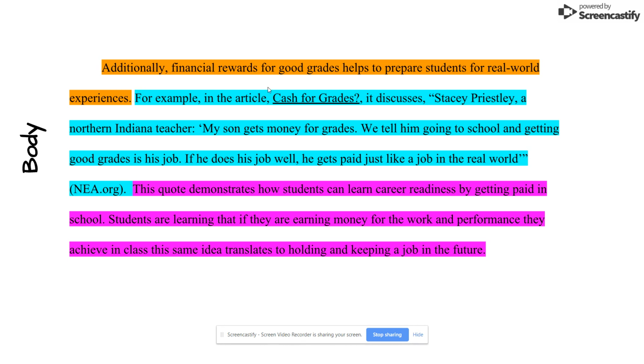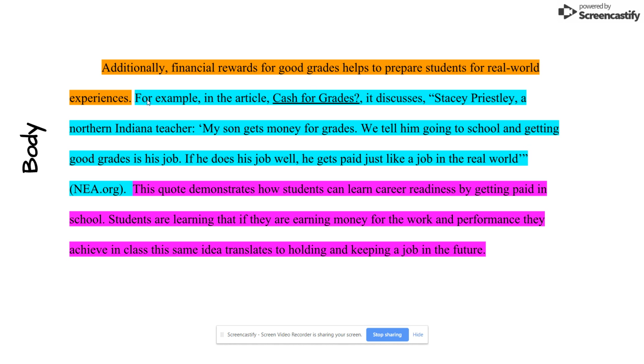It begins with the transition word "additionally." And it sounds like this second bullet point is going to explain the idea that getting paid for good grades is a real world experience that kids can have. And this paragraph should be a way to support that claim and to further continue to support this idea that students should get paid for grades.